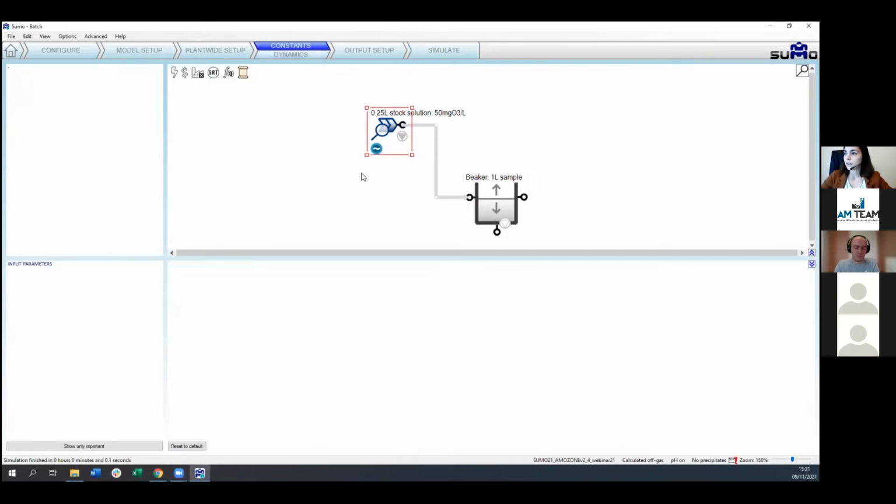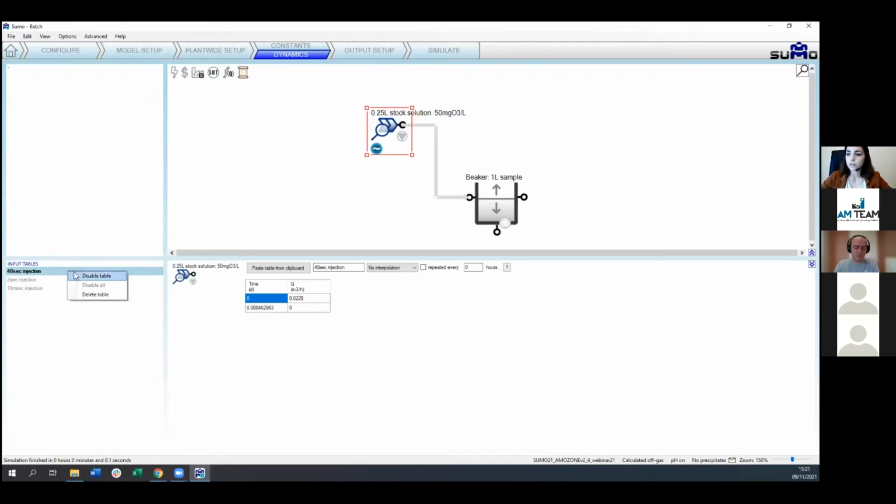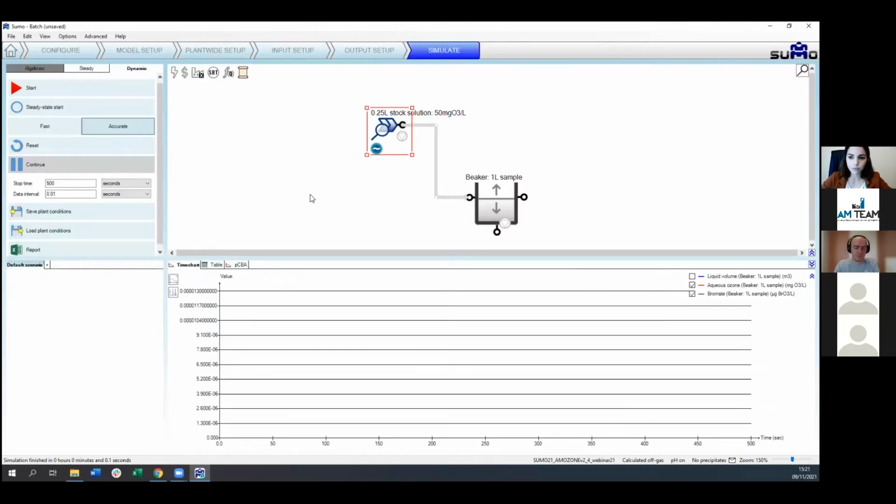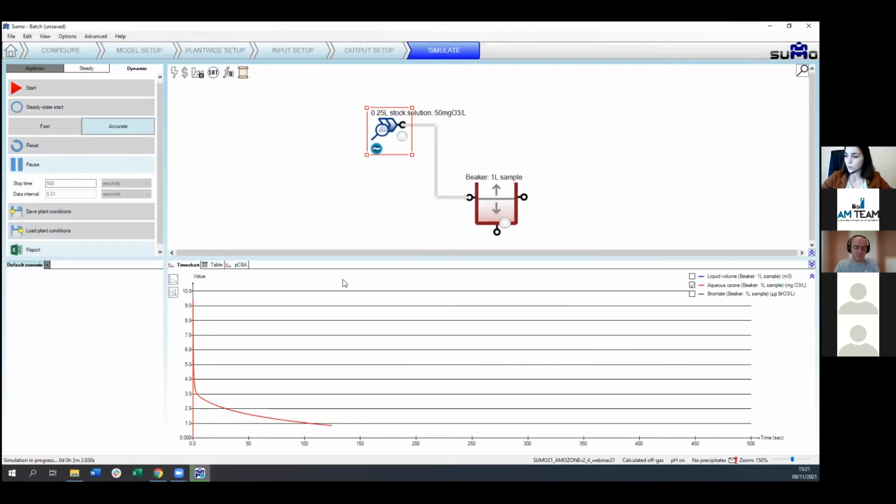So let's first assume that we are injecting the ozone stock solution within 10 milliseconds, so a very fast ozone injection speed. Let's see what happens in terms of ozone profile and ultimately in the bromate formation. If we zoom in, we can see a big jump in the ozone concentration in the beaker, because we are injecting ozone in only 10 milliseconds. Then we see a drastic drop within the first seconds, 3 point something seconds, and then a gradual decrease in the ozone concentration.